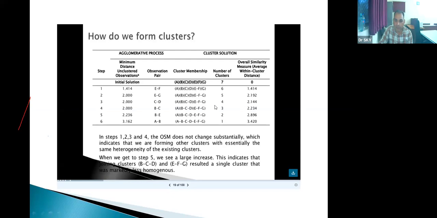Then we have made 4, then we have made 3, then we have made 2, and at last we have made the single cluster. But see here, the overall similarity measure is not changing drastically, but here it is changed drastically at the second stage. It is 2.8, almost 3, and 3. So this way we can have an idea that there must be 2 clusters, one having these 2 and distances, and another having these. So this way we can make the clusters.